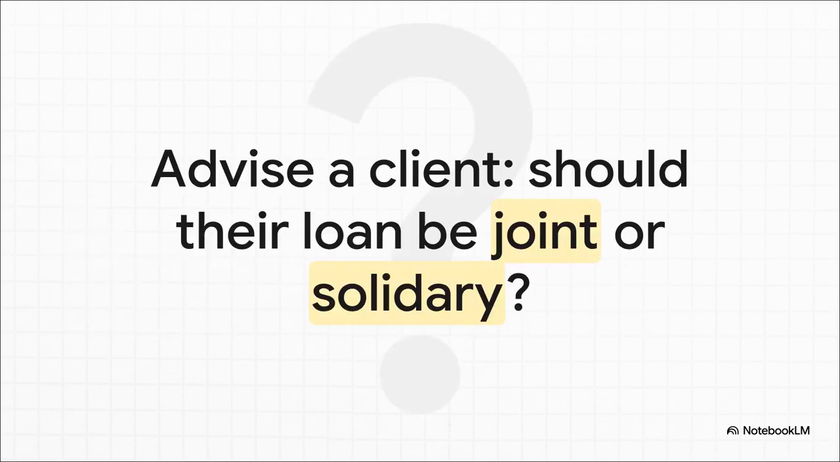All right, one final thought to put your new CPA brain to the test. A client comes to you for advice. They're about to lend a huge amount of money to a startup with 3 partners. From your client's perspective, the one lending the money, what kind of obligation should they insist on in the contract? Joint or solidary? Why? Think about risk and who this protects more. When you can answer that confidently, you know you've mastered this.